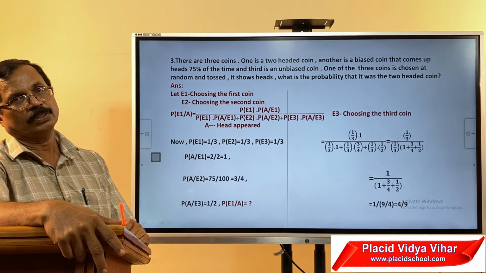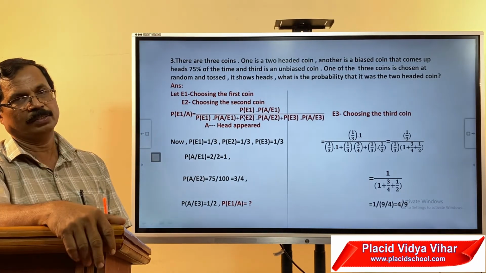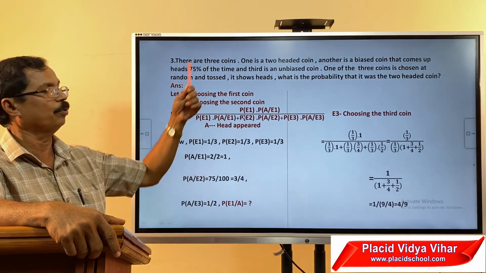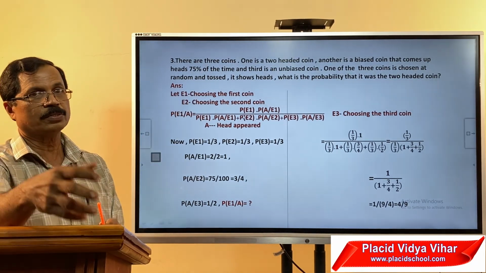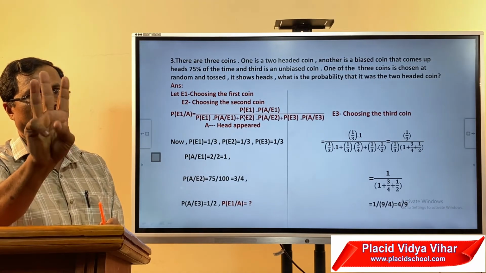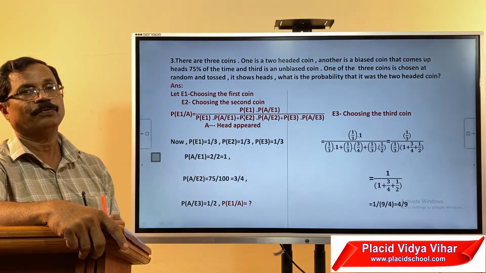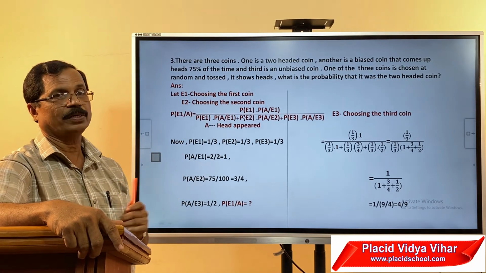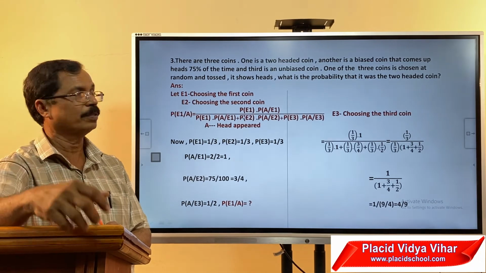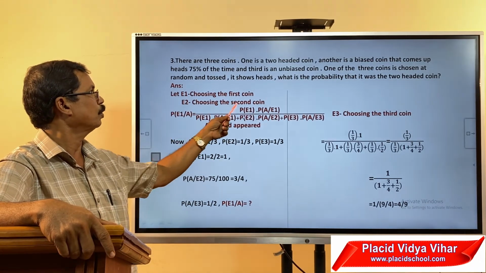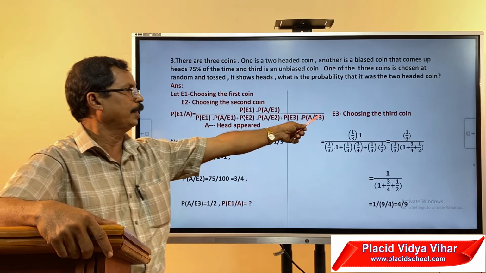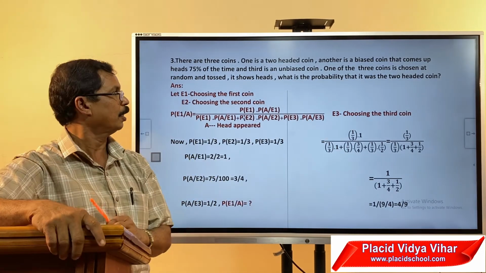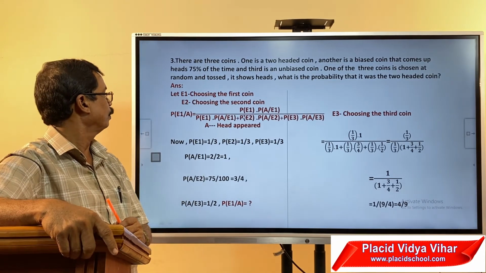Now, based on this question, we are going to define events. Here we need 4 events because there are 3 coins. In the previous question we had only 3 events. First one, E1, is choosing the first coin. E2 is choosing the second coin. And E3 is choosing the third coin. So there are 3 different cases, E1, E2 and E3.